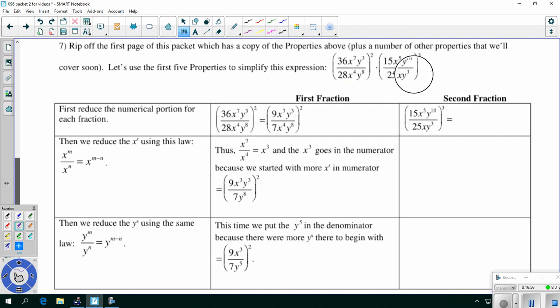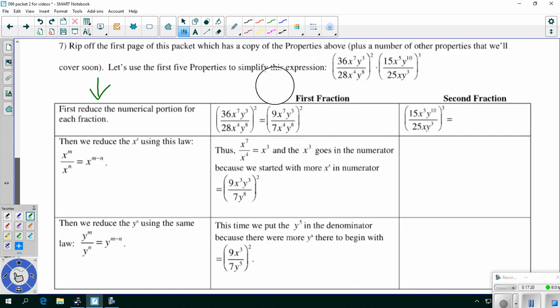Now, the way that this explanation is written out here in your packet, the left-hand column is the text explanation of what we're doing. The middle column is the first fraction simplified out, like following the steps from the left-hand column. It's all typed out, so that's really just like a read and discover kind of thing. And what we're going to do is the second fraction here in the last column.